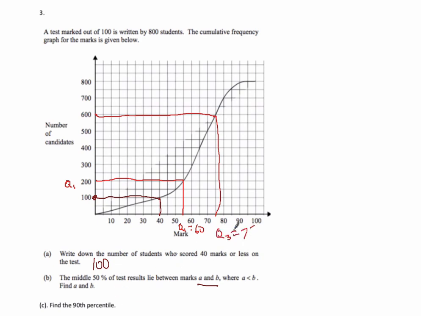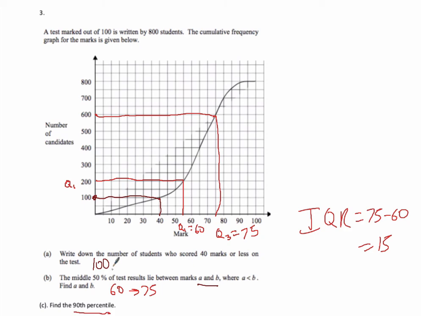Okay, so between 60 and 75. Be careful, that's not the IQR. If they ask you for the IQR, you're actually going to subtract those numbers. IQR is 15.